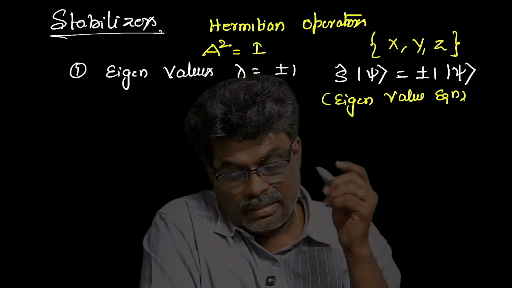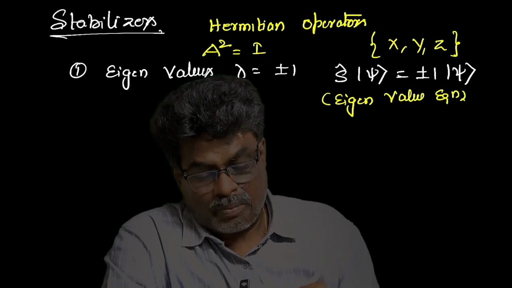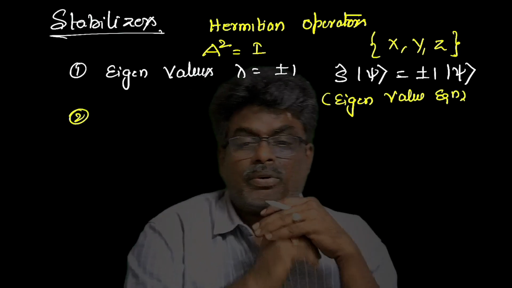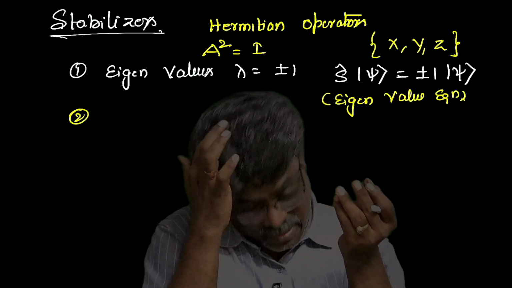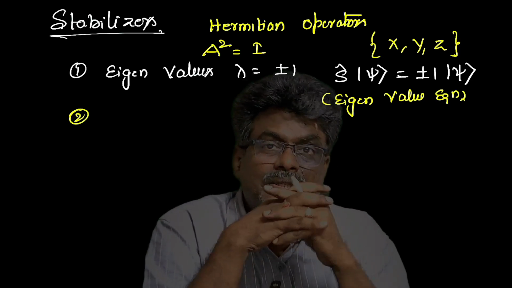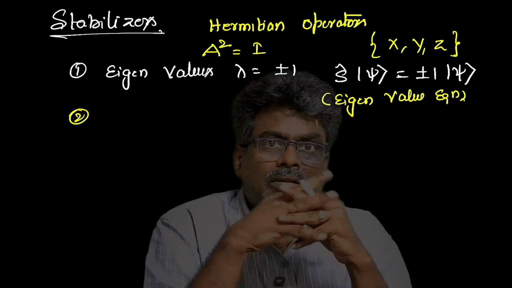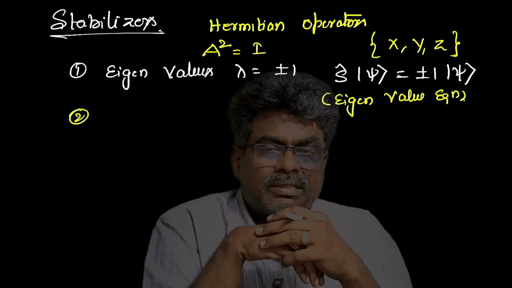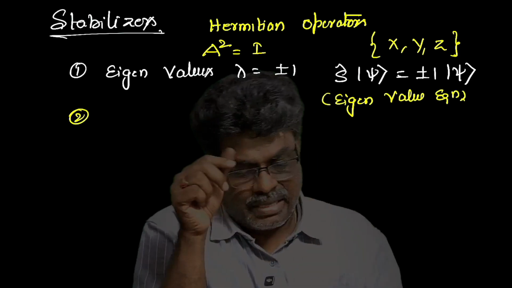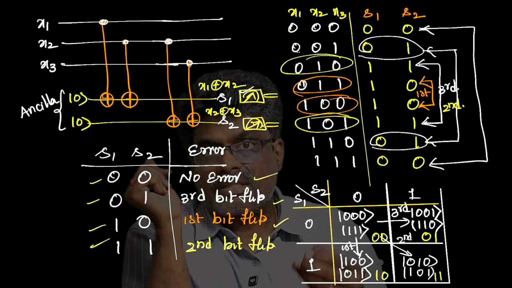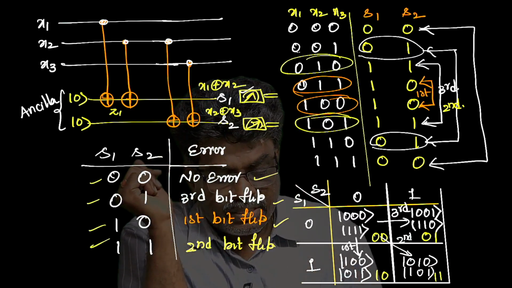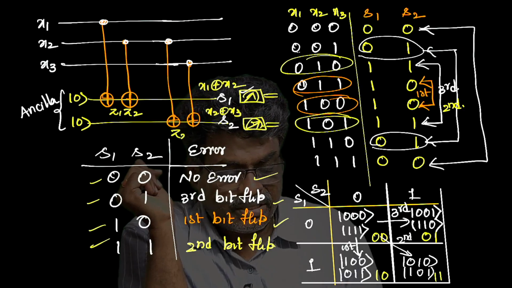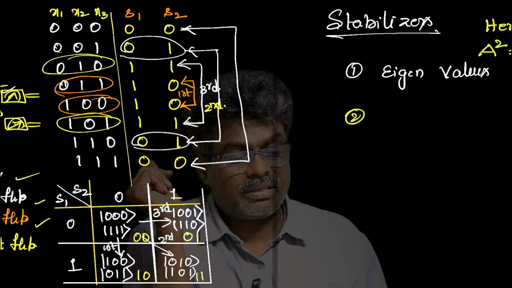Right. Okay. So now let us see some other properties. The first one is that eigenvalues are equal to plus or minus 1. And the next one, the most important thing: there will be 3 stabilizers. For example, in this case, I will discuss why it is like this. This is Z1 Z2, and this is the Z2 Z3 stabilizer.